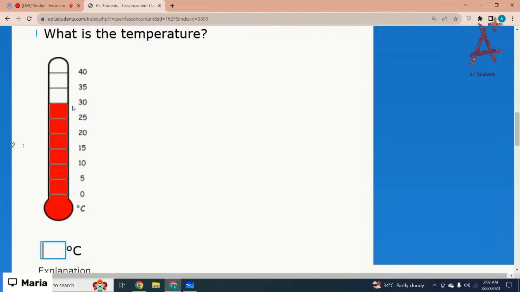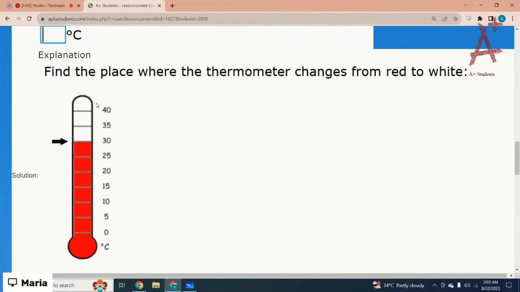When you match the line to the temperature, it would be 30 degrees Celsius. So you have two units to measure the temperature, the Fahrenheit and the Celsius. So this would be 30 degrees Celsius.